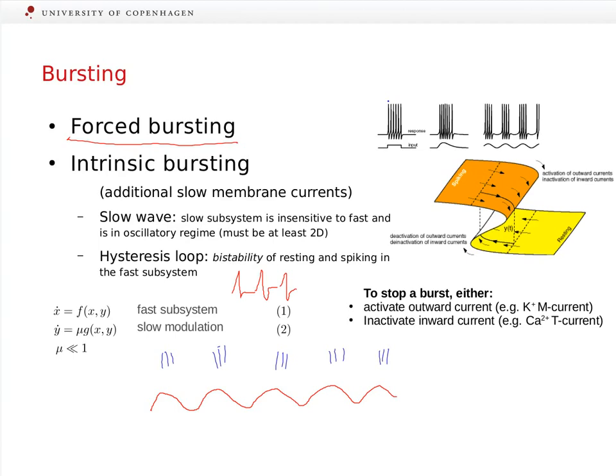So one way to code information is through rate coding, such that the intensity of the stimulus is encoded in the frequency of spiking. And another coding is timing coding, so that the information is conveyed by the phase or the difference of onsets of spikes. And probably bursting has an important role in this kind of coding.